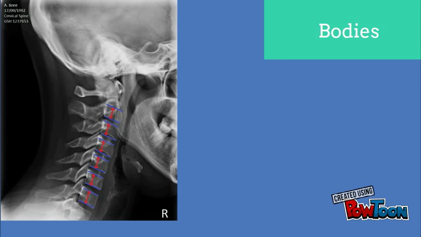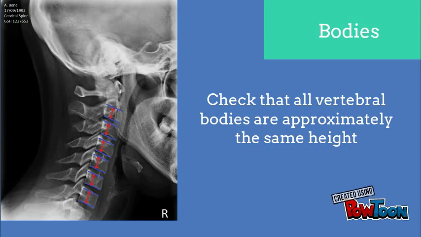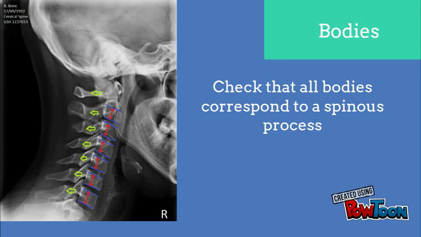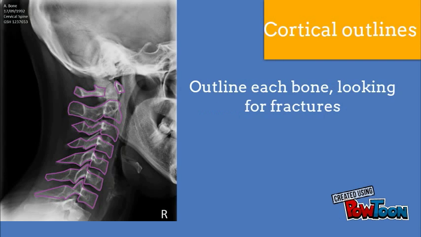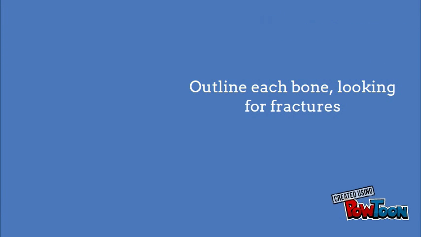Check that all vertebral bodies are approximately the same height. Shortening of a body may indicate a compression fracture. C1 does not have a body. Check that all bodies correspond to a spinous process. Cortical outlines. Trace out the cortices of all bones looking for fractures.